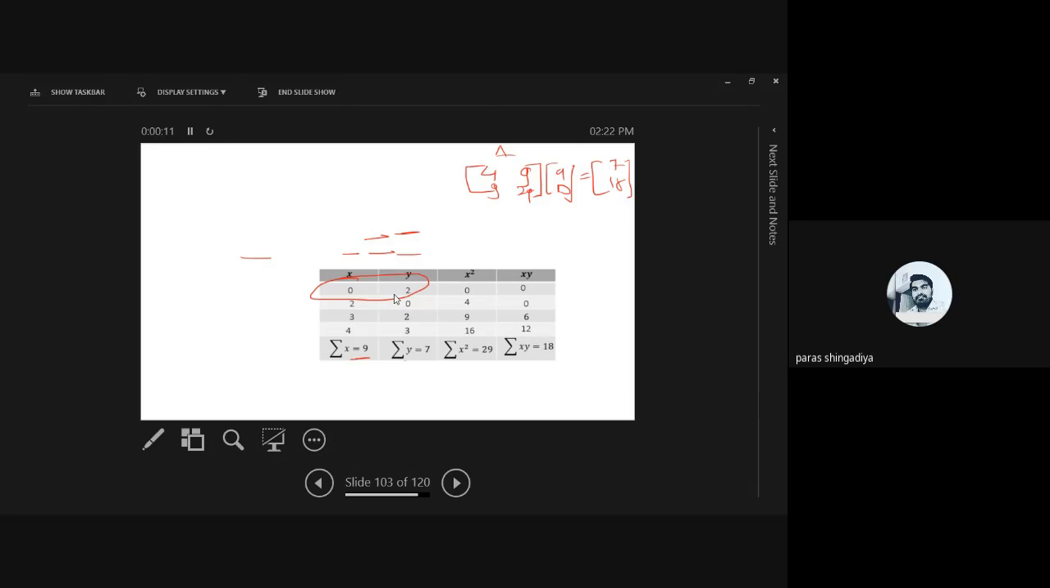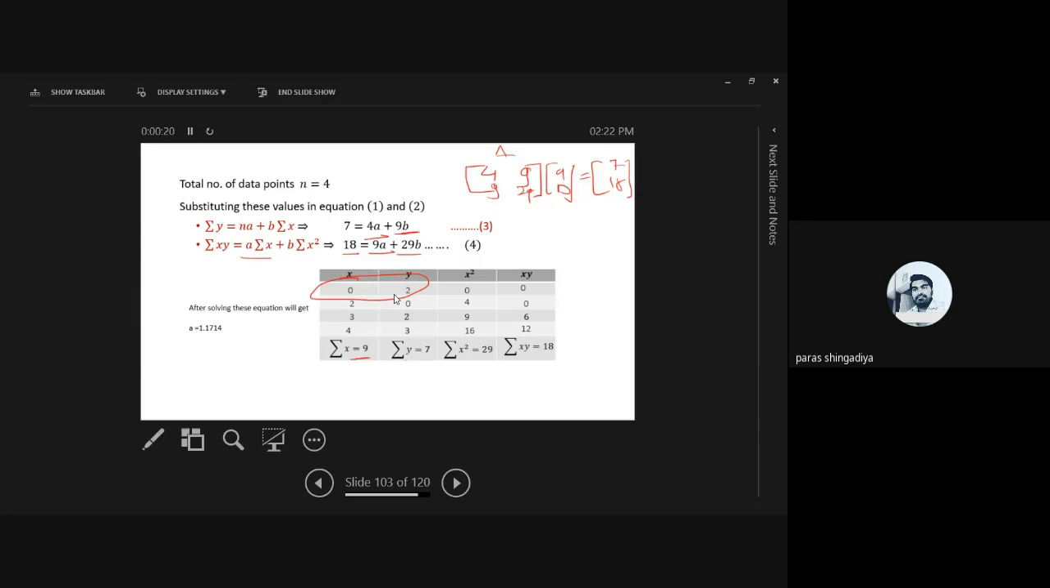Clear? Right now for this data, 3-0, 2-2, 0, then 3-2 and 4-3 points, you will get the answer 1.1714. Okay, and the value of B you get is 0.2571. Now verify this answer again. See, we have already stored data in the calculator. These 4 points we have already entered. They are now stored in the calculator.